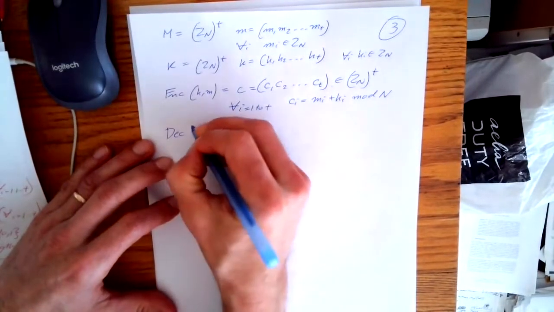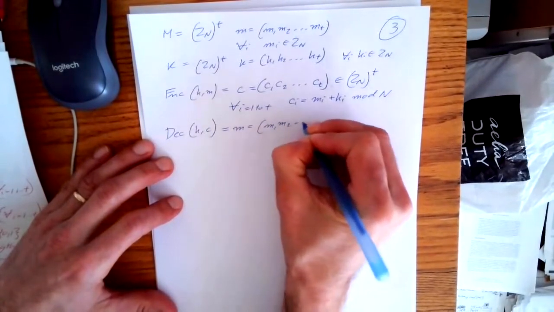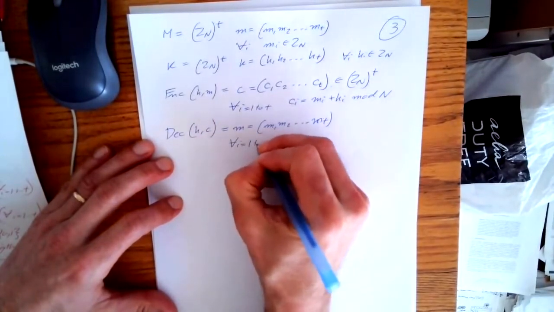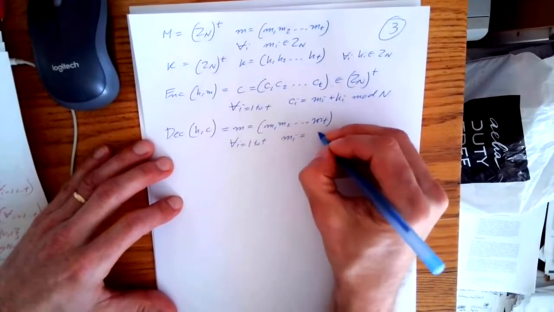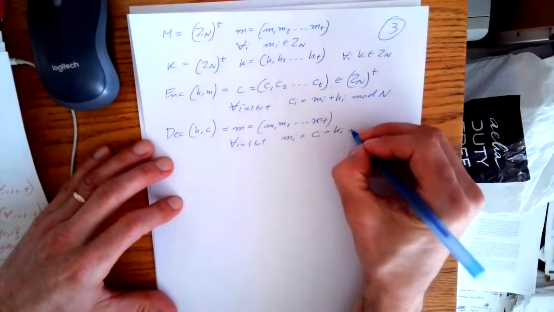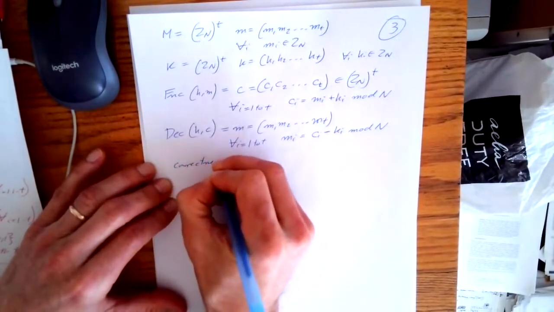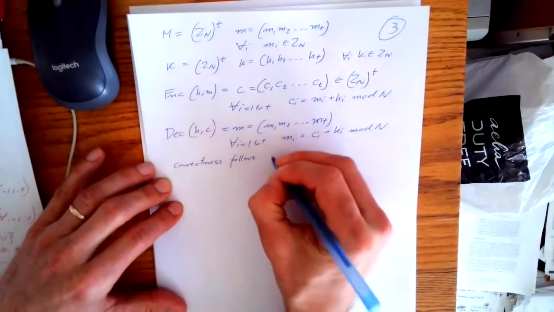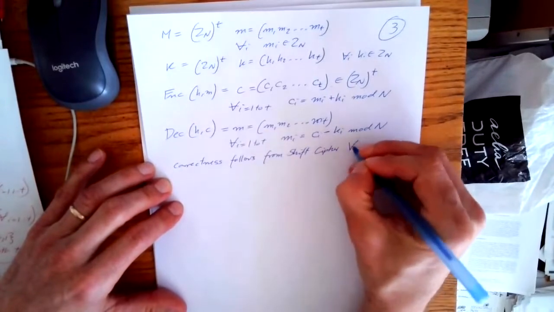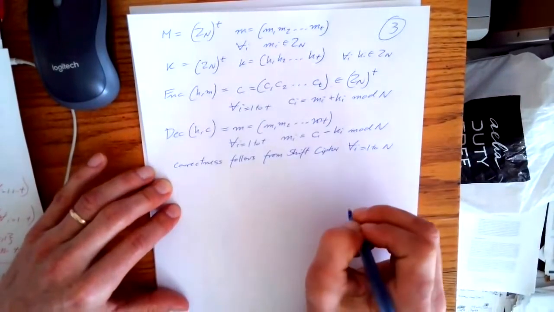And how do I decrypt? Well, of course, I apply the shift cipher back character-wise, right? So for all i, 1 to T, Mi is computed as Ci minus the correct character of the key, right? And correctness follows from shift cipher. These are basically independent shift ciphers at every index. Okay.